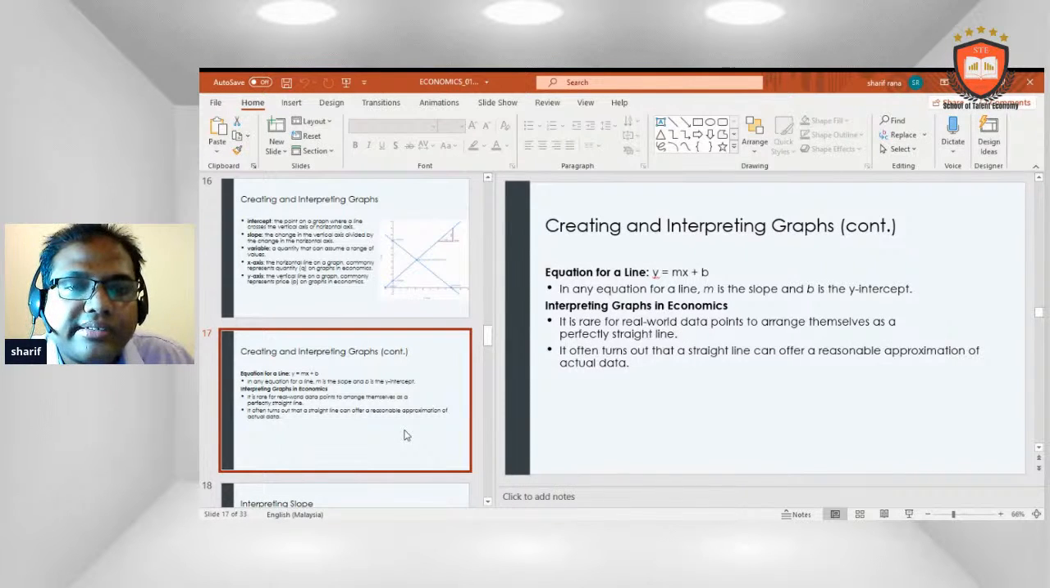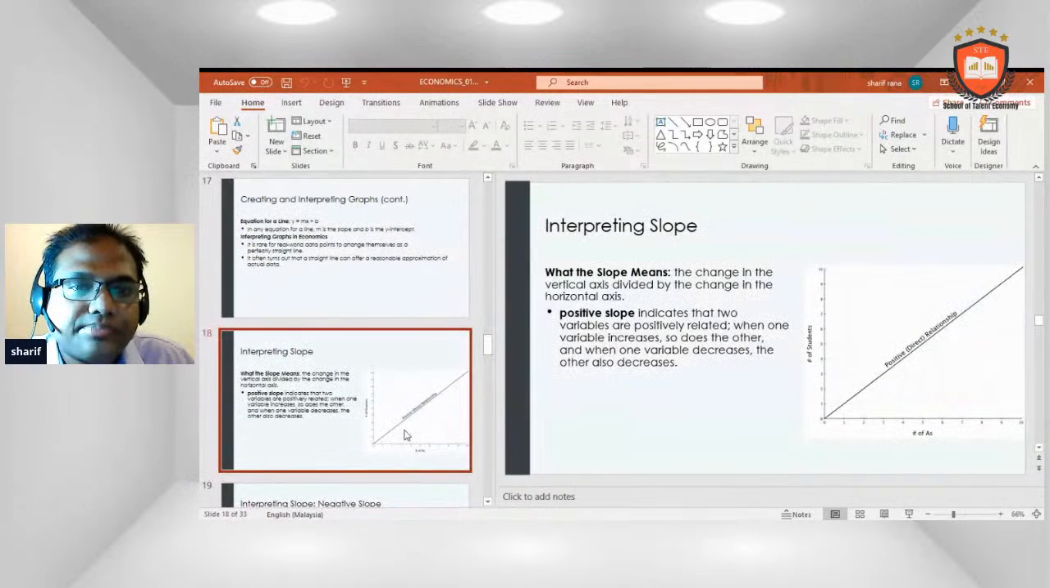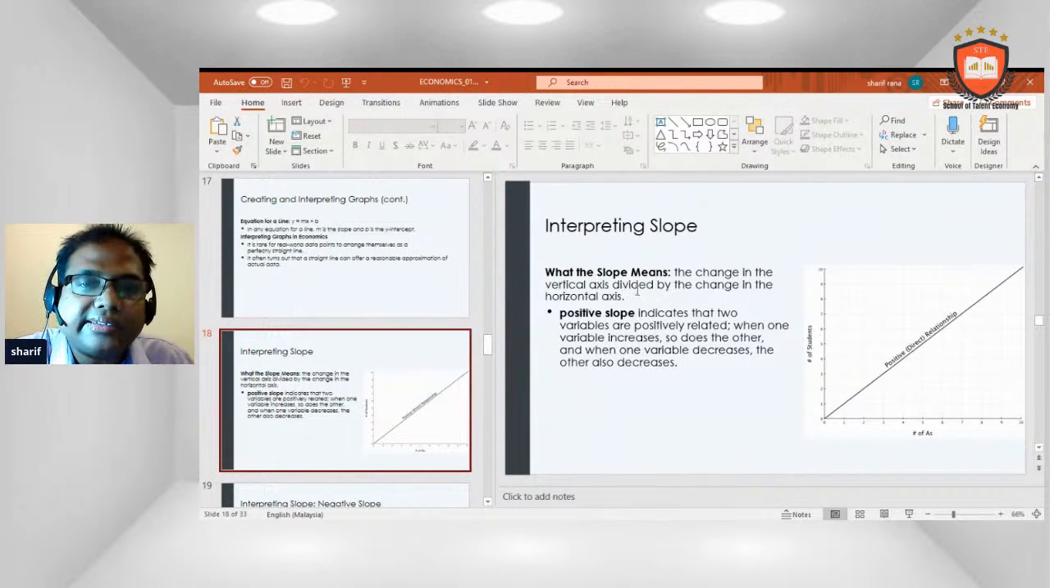Intercept graph in economics. It is rare for real world data points to arrange themselves as a perfectly straight line. It often turns out that a straight line can offer a reasonable approximation of actual data. Interpreting slope: what the slope means is the change in the vertical axis divided by the change in the horizontal axis. Positive slope indicates that the two variables are positively related. When one variable increases, so does the other, and when one variable decreases, the other also decreases.